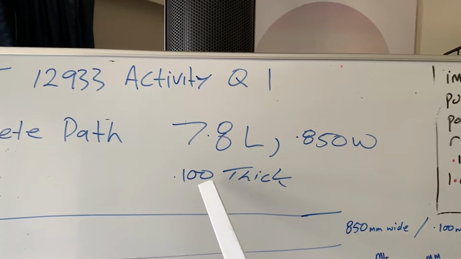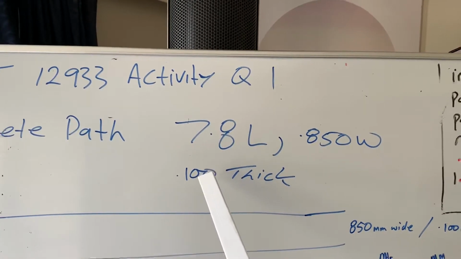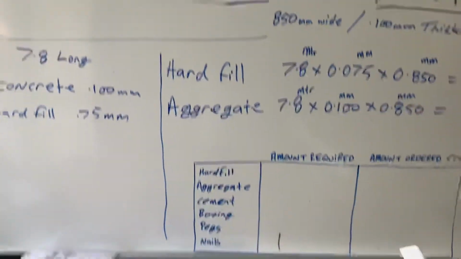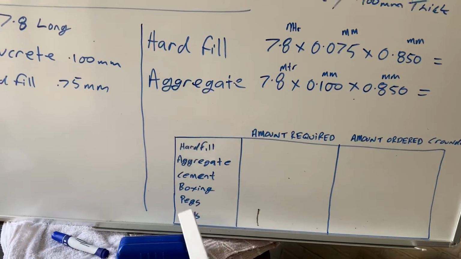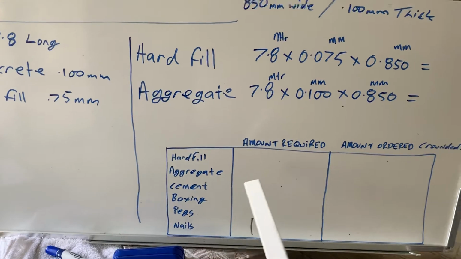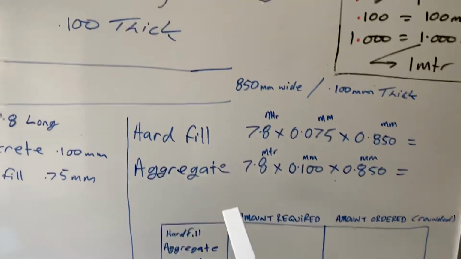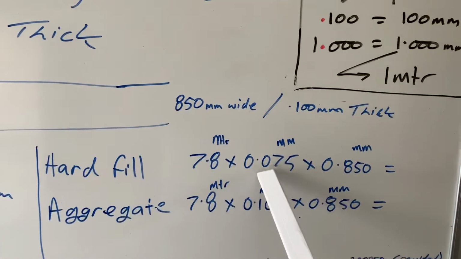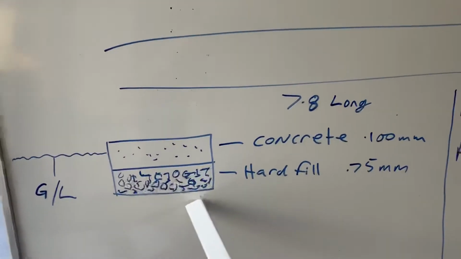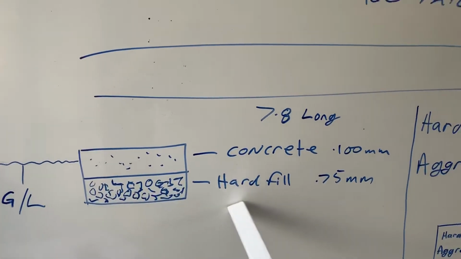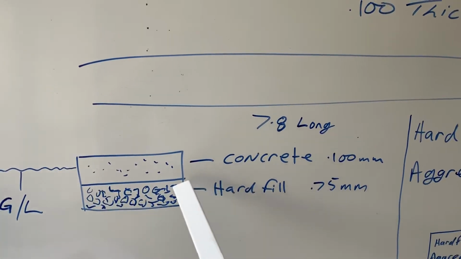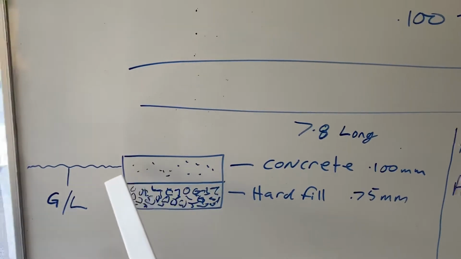Okay, and at the top of the page, you'll have a box that looks like this, with the different components of the job and the two different boxes to put the amounts in. Let's start with the hardfill. Now the hardfill is only 75 mil thick, and that's going to sit under the concrete. There's your hardfill, and there's your concrete sitting on top of your hardfill. That's your ground level right there.